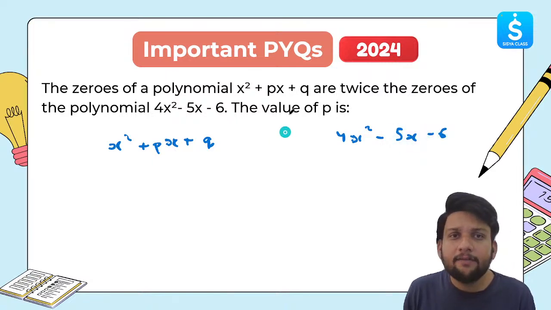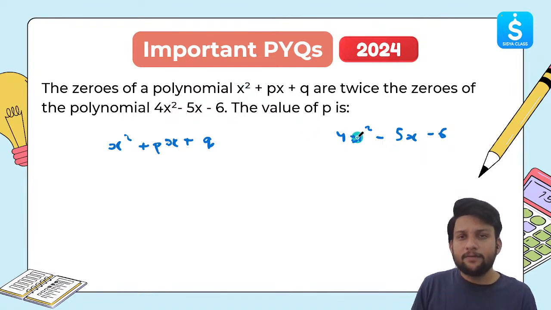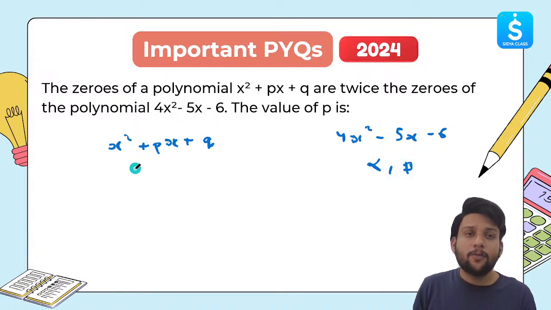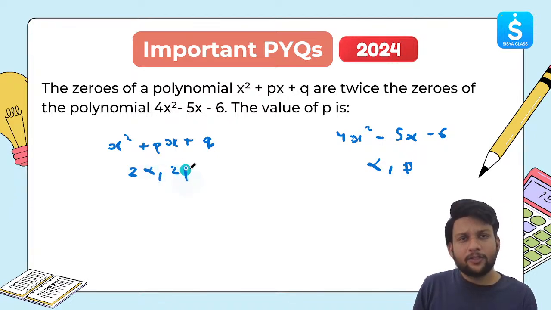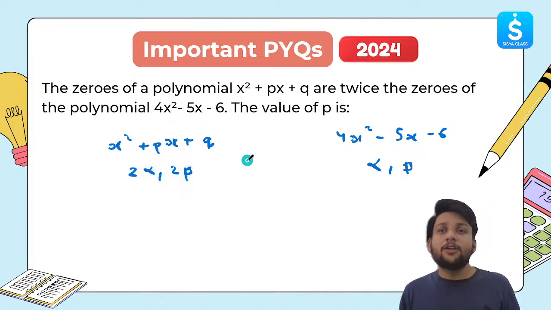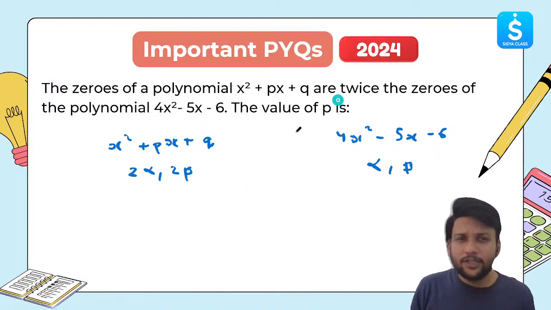Now, the zeros are twice, so if the zeros of this polynomial are alpha and beta, that means the zeros of this polynomial are 2 alpha and 2 beta. Why? Because it is given in the question. Just read the question one more time: this is twice the zeros. So obviously 2 alpha and 2 beta.